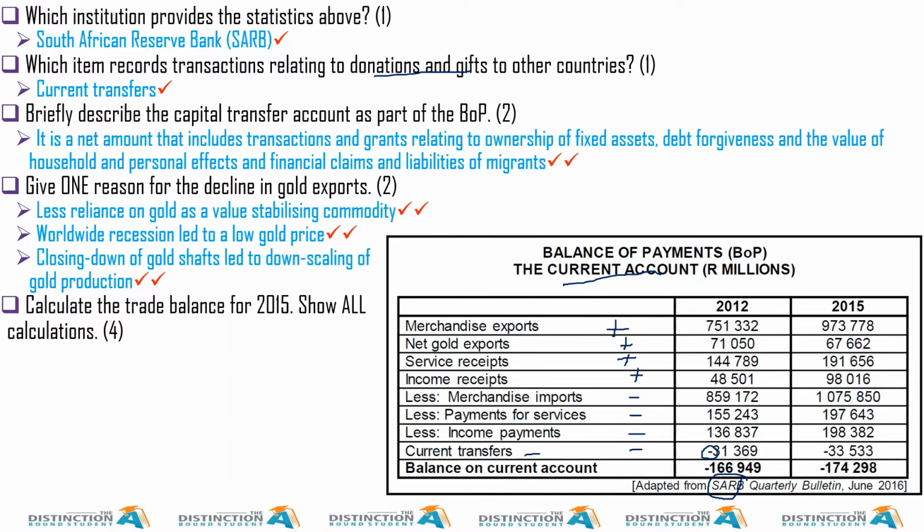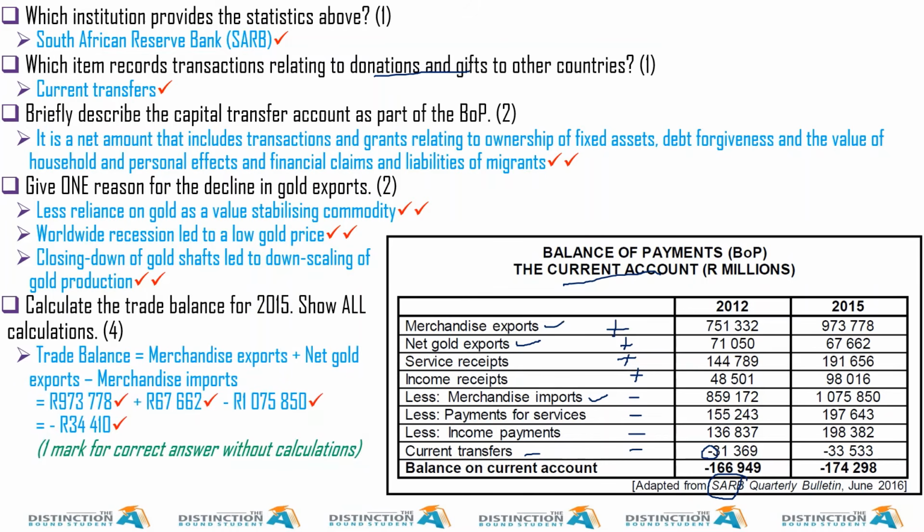Calculate the trade balance. Okay, trade balance, we only talk about items like this and this, only these three. So we add these two, we subtract that. Simple. So trade balance will be merchandise exports plus net gold exports minus merchandise imports. You see? So like I say, these three are the only ones. So you take, and then you have to watch out for the year.